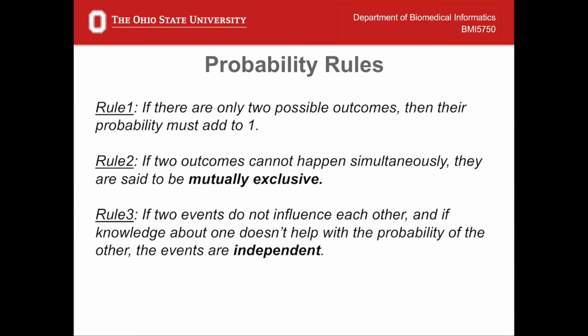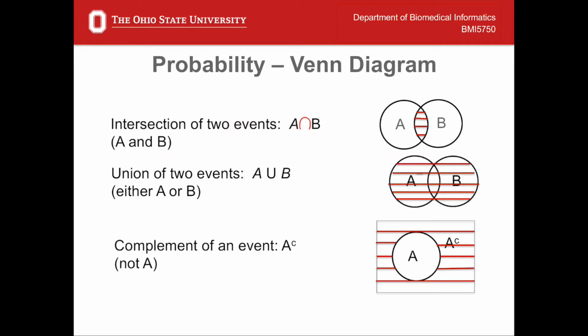The third rule is if 2 events do not influence each other, and if knowledge about one doesn't help with the probability of the other, the events are independent. For example, if we have 2 coins, we toss one coin, it gets heads or tails, and then we toss the second coin, it gets heads or tails. So heads or tails of the 2 coins are independent. Whether we got heads on the first coin doesn't influence whether we get heads on the second coin.